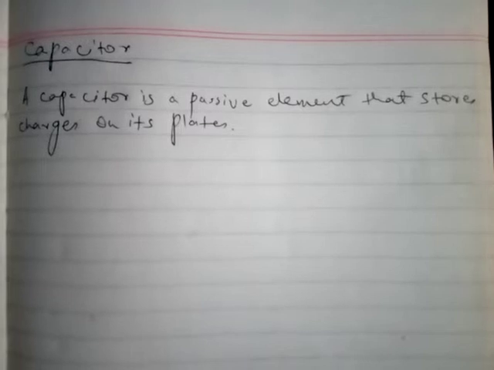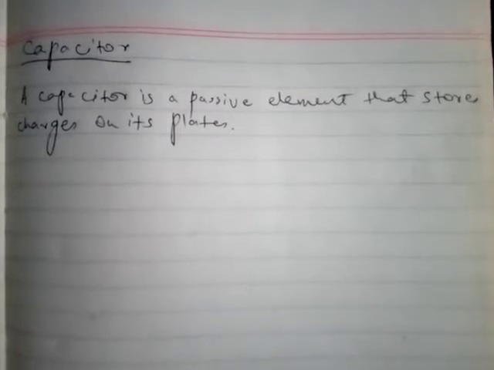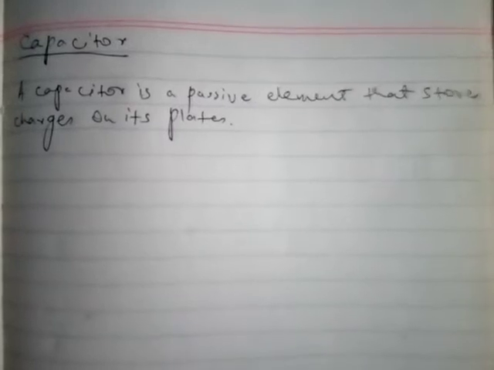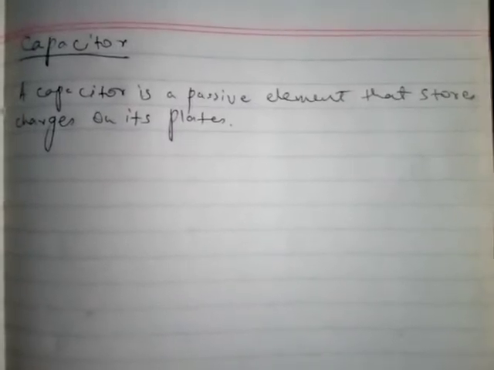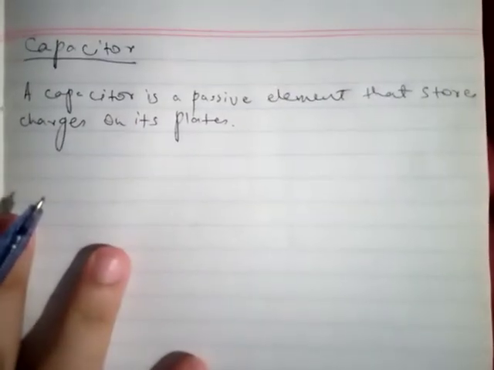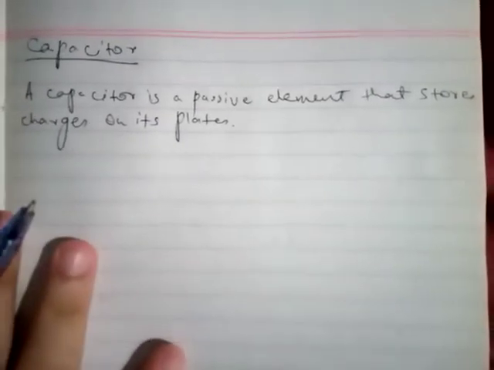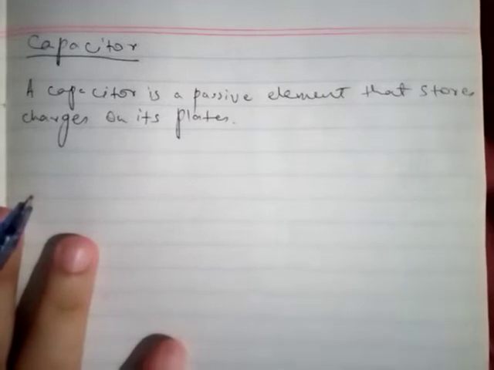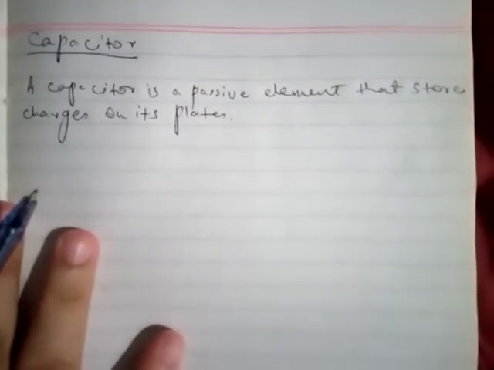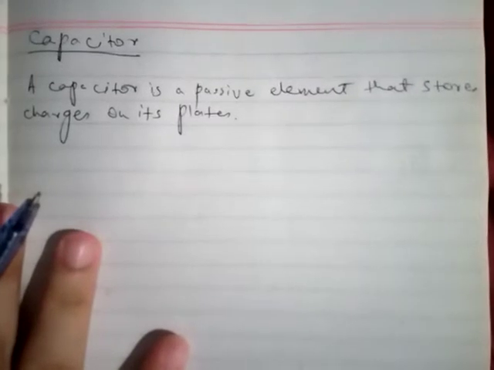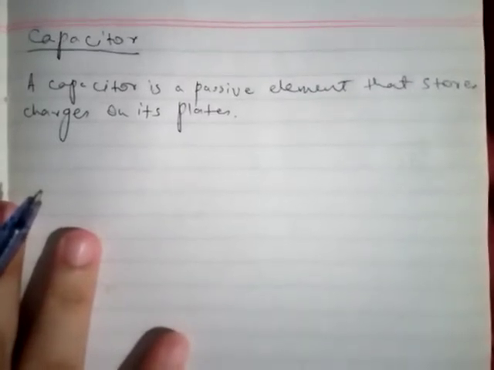Passive elements are those elements which consume power when they are connected in a circuit, and passive elements are connected as a load in a circuit. So capacitor is also a passive element. Whenever you connect a capacitor in a circuit, it will consume power. A capacitor is an electronic component, or you can say an electrical component, which actually stores charges on its parallel plates.